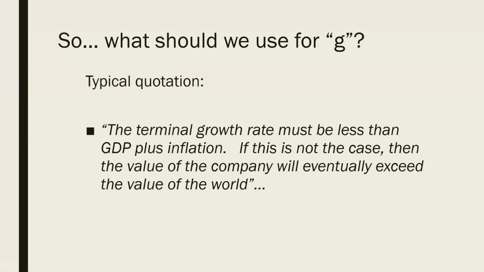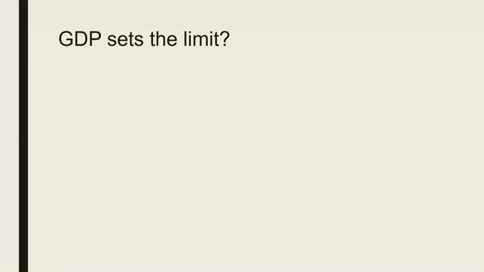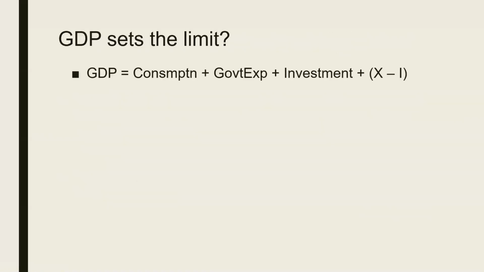If you look at textbooks, you're going to find this type of quote. The terminal growth rate must be less than GDP plus inflation. If this is not the case, then the value of the company will eventually exceed the value of the world. So there's strong pressure here to argue that companies cannot grow faster than GDP. But is that true? Does GDP really set the limit?